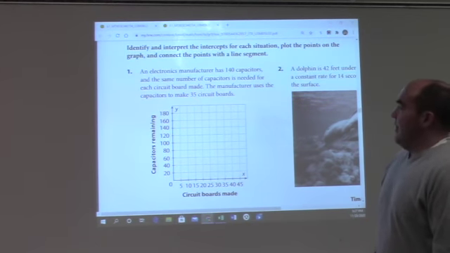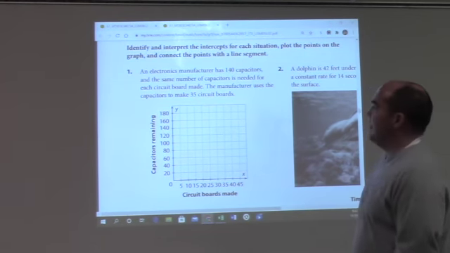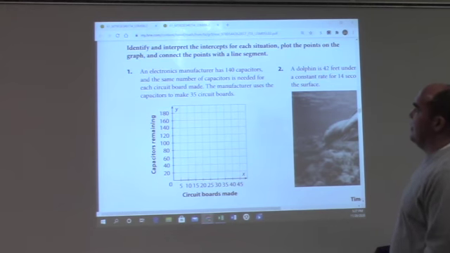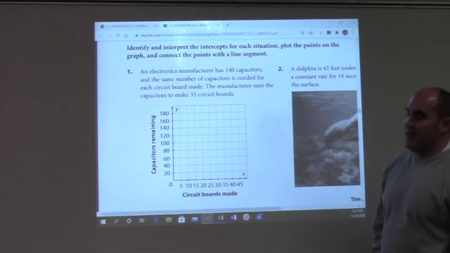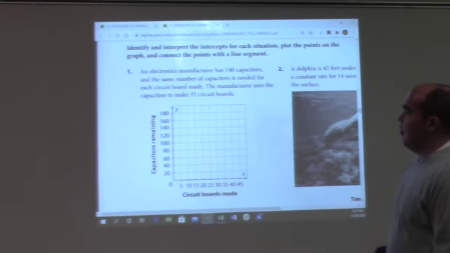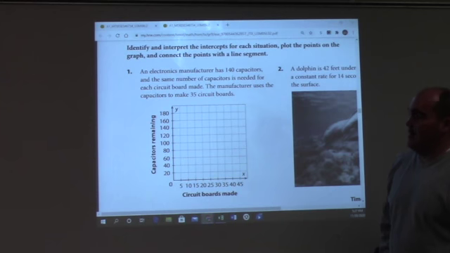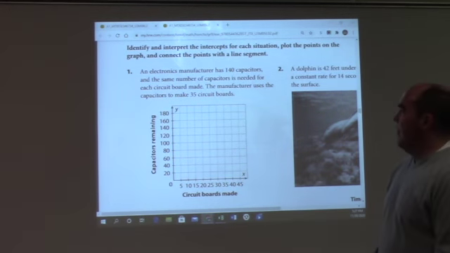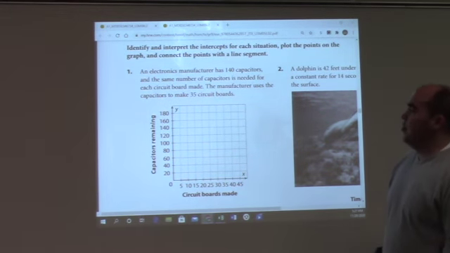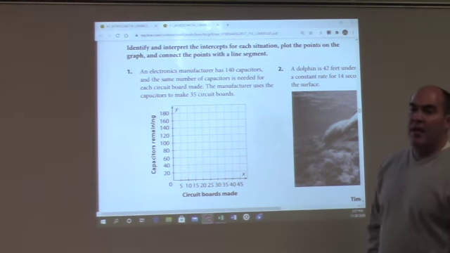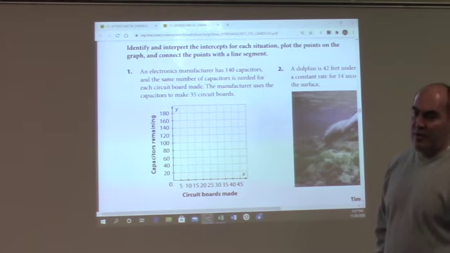Alright, so we have this example. It says, identify and interpret the intercepts for each situation. Plot the points on the graph and connect the points with a line segment. So it says, number 1 here, an electronics manufacturer has 140 capacitors, and the same number of capacitors is needed for each circuit board made. The manufacturer uses the capacitors to make 35 circuit boards.